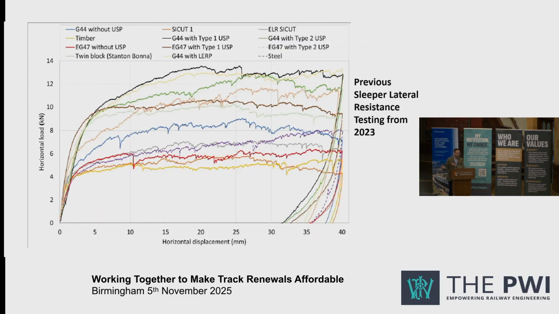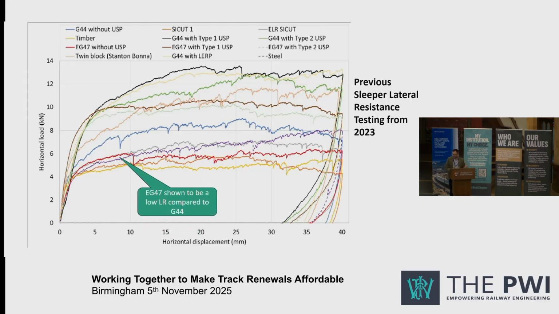This is a test that we did in 23. We again publicised this and discussed this. This is where we started to understand steel sleepers, concrete sleepers, EG47s, the shallower type, G44s. We did testing on under sleeper pads to see how much lateral resistance we gain from under sleeper pads on sleepers as well. We also looked at LERPs, and LERPs is the anchor thing that we stick onto the end of a sleeper or in the middle of the sleeper to basically put a spade into the ballast to stop it from moving. Expensive to install, also a bit cumbersome, and so we're trying to make a cost saving to reduce using those.